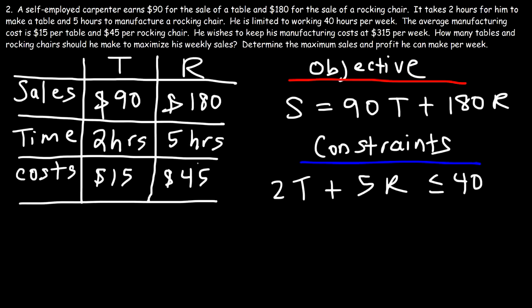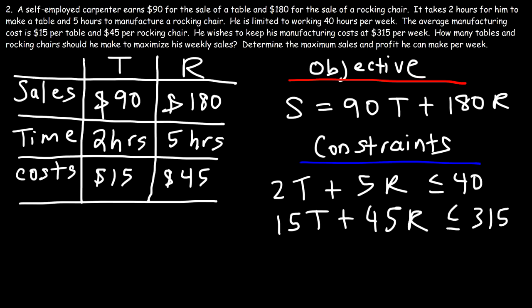The second constraint has to do with costs. Now he chooses to keep his manufacturing costs at $315 per week. Now, if its cost is less than $315 per week, I'm sure he's not going to mind about that. So we're going to use an inequality. Now the cost to make a table is 15. So we're going to write 15t, and then it's $45 to make a rocking chair. And we want that to be at most $315 per week. So now we have the two constraints and the objective function.